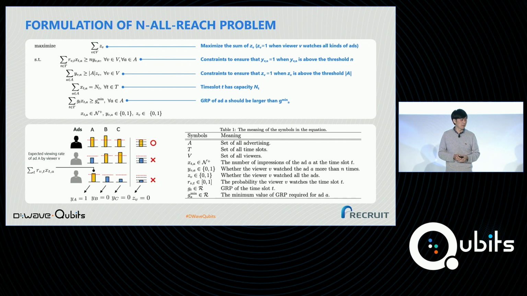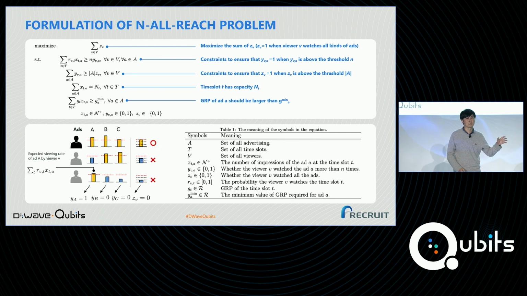x is a decision variable that indicates the number of impressions of the advertising a at the time slot t. So we want to determine this x. But there are other additional auxiliary variables, z and y. And y is an additional auxiliary variable that indicates whether the viewer v watched advertising a more than n times. It indicates whether the view count is more than the threshold or not.